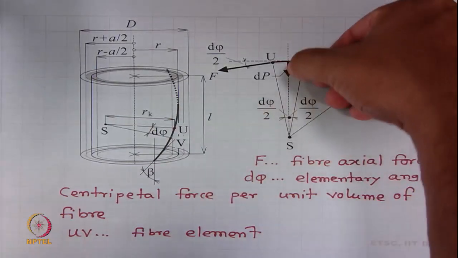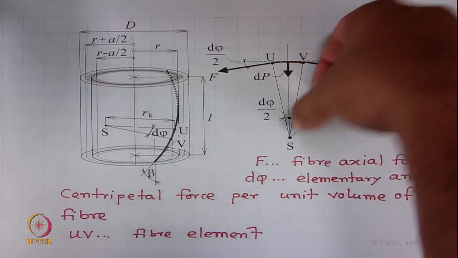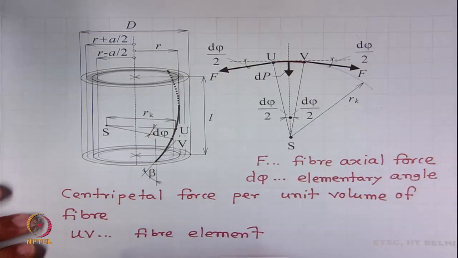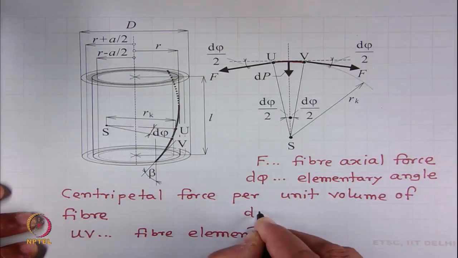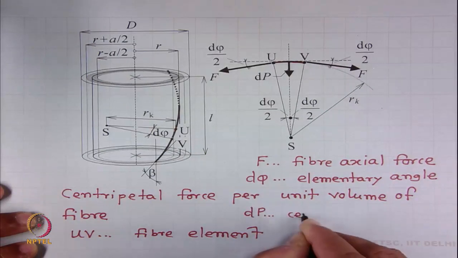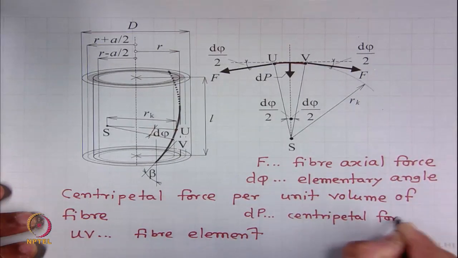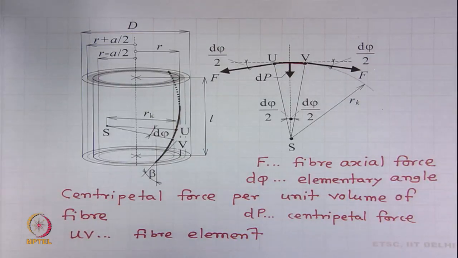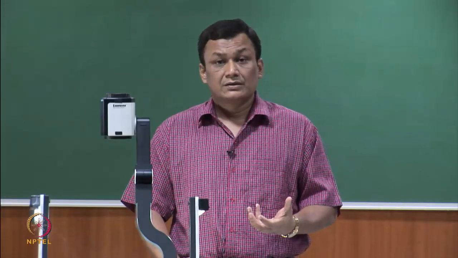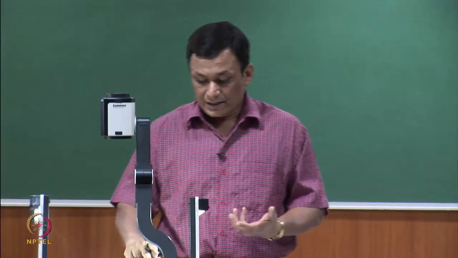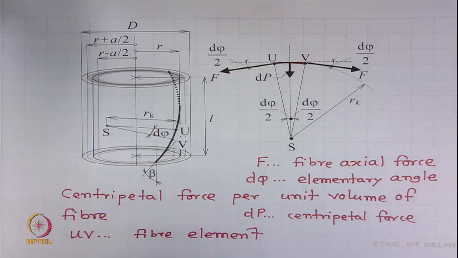Look at this direction of the force, dp is acting here towards S. So, dp is the centripetal force. We need to find out centripetal force per unit volume of fiber. So, first we have to find out dp, then we have to find out the volume of u v, then we will find out dp by that volume ratio, right. So, we will achieve our target.